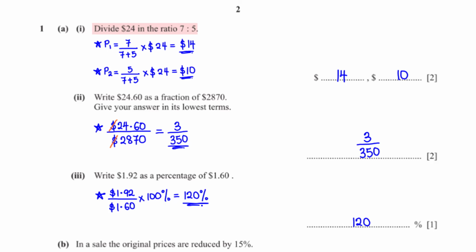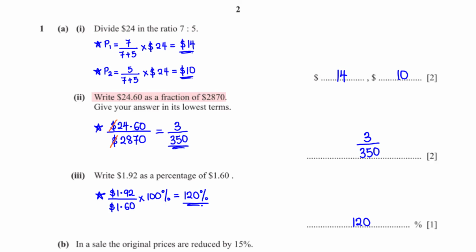Divide $24 in the ratio 7:5. For the first split, we have 7 divided by the total ratio, which is 7 plus 5, times $24, which gives us $14. And for the second split, we have 5 divided by the total ratio times $24, which gives us $10.